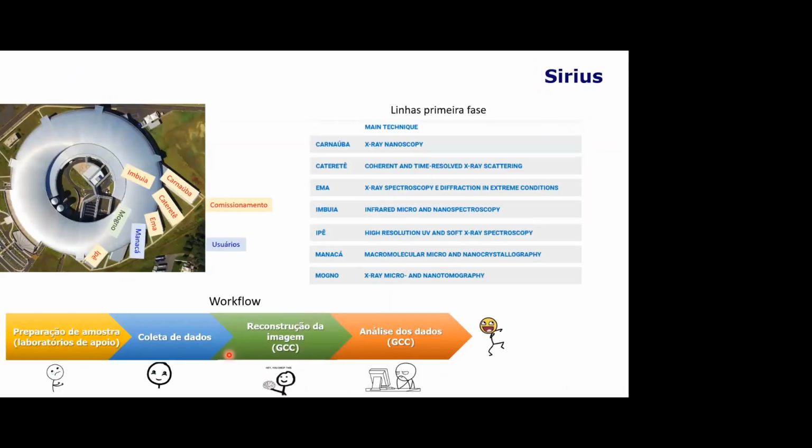So as I showed you, for imaging, for example, sample preparation is much more challenging. And for XPCS, the challenge is to find the conditions to start the experiments. So here at Sirius, we have tools to cover the whole workflow. For the sample preparation, we have some support labs that users should talk to the beamline local contact about beforehand. We also developed software to collect, reconstruct and analyze the data.